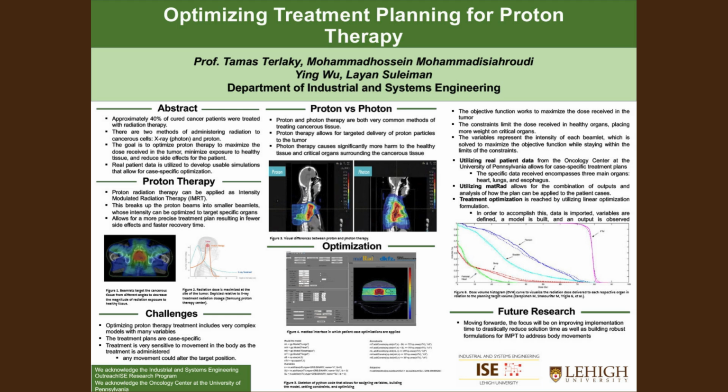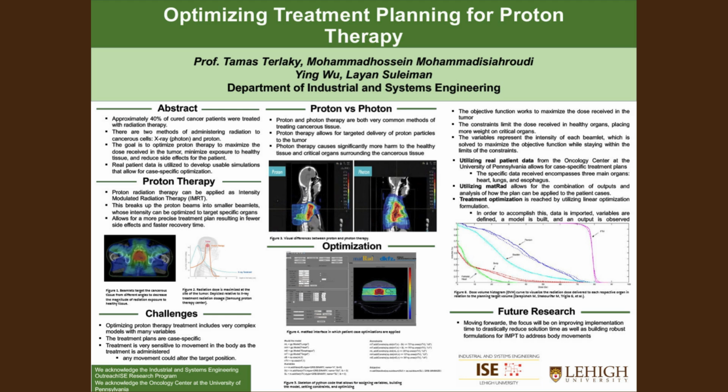There are many components that are included in the process for optimizing treatment plans for patient-specific cases. The objective function of this optimization problem works to maximize the dose received in the tumor, while constraints limit the dose received in healthy organs, placing more weight on critical organs. The variables represent the intensity of each beamlet, which is solved to maximize the objective function while staying within the limits of the constraints. The way we can accomplish this can be divided into three main steps.